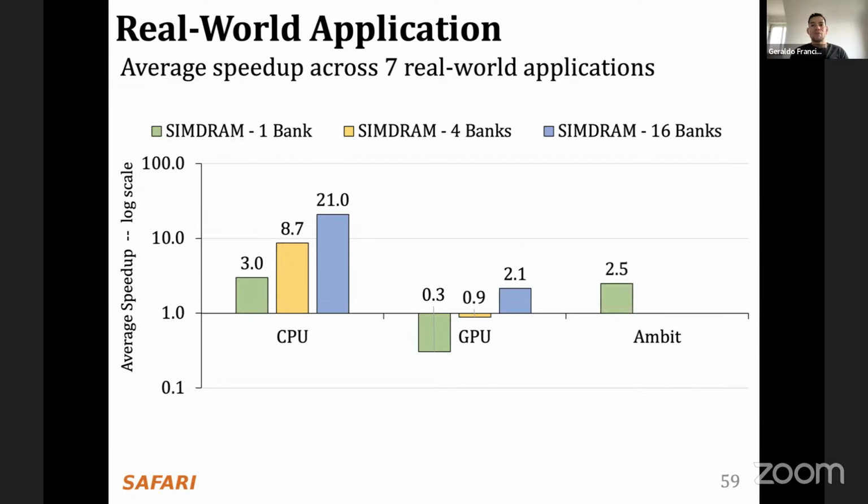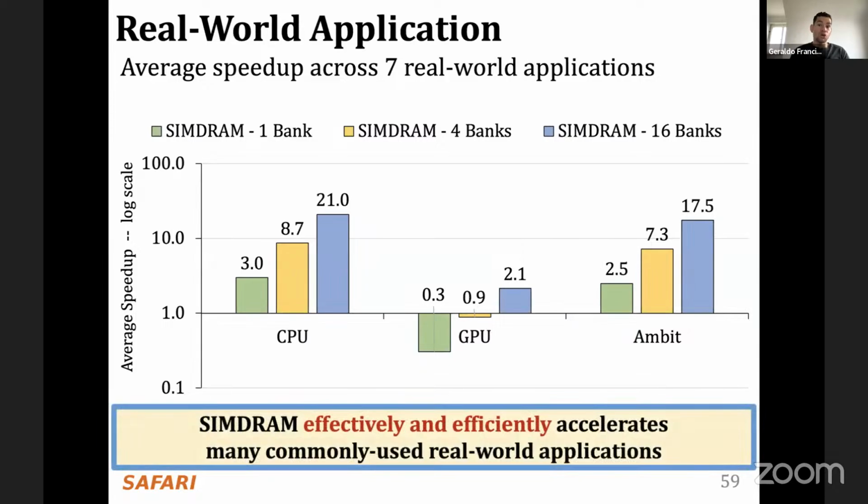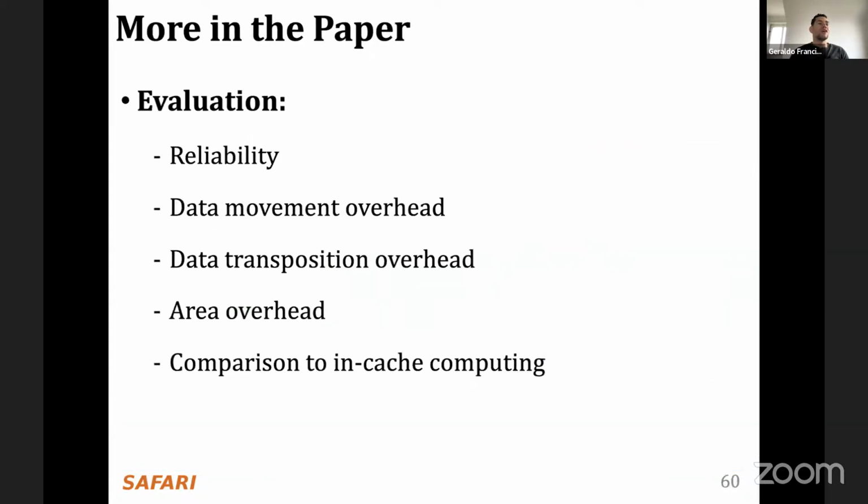Third, SIMDRAM with a single bank provides 2.5 times the speedup compared to Ambit, which scales to 7.3 times using 4 DRAM banks and 17.5 times using all 16 SIMDRAM-capable banks. We conclude that SIMDRAM can efficiently and effectively accelerate many commonly used real-world applications. We have many more results in our paper, including the reliability of SIMDRAM operations, data throughput, and area overhead in comparison to in-cache computing mechanisms. I invite you to check our paper for that.